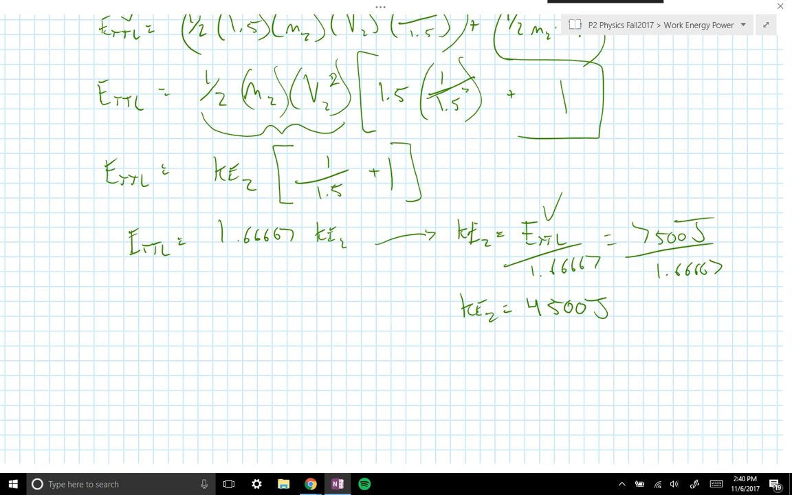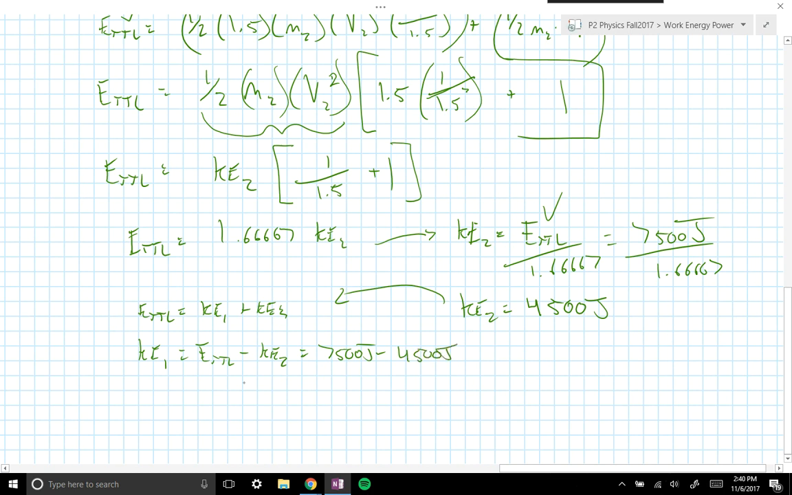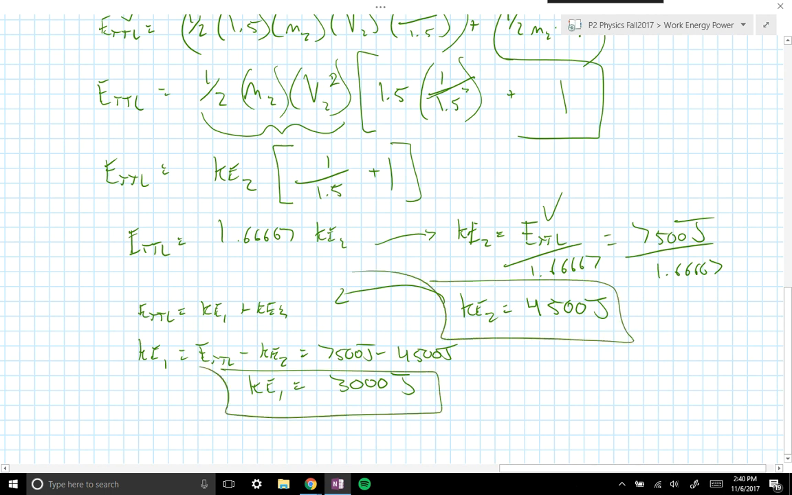And the total was 7,500, which is the two energies added together, right? The KE1 plus the KE2. So KE1 will be the total energy minus that KE2 we just solved for: 7,500 joules minus 4,500 joules. So the first NASA's kinetic energy after the explosion should be 3,000 joules. KE1, KE2. All right, there you go.